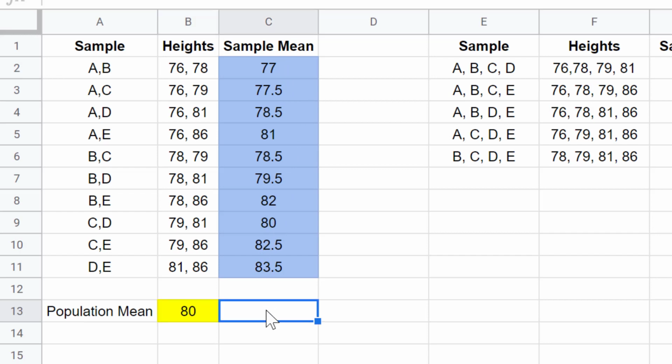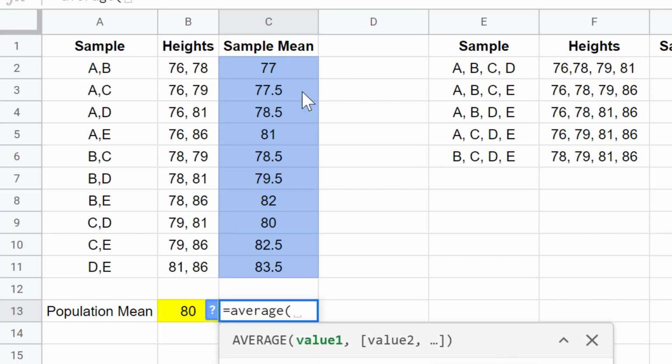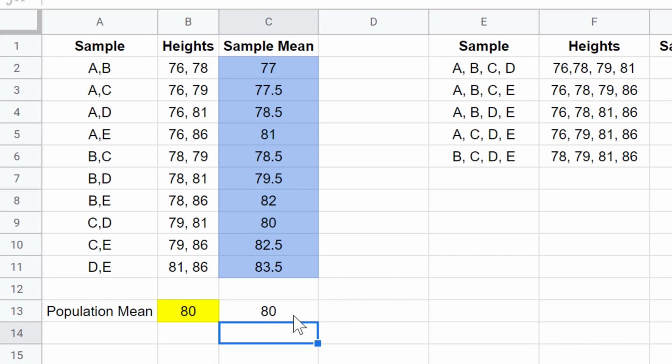So right here in blue is the sample mean for each one of these samples of size 2. If we want to calculate the mean of the sample mean, it's just simply, in Google Sheets, equal to the average of all of these values. And we do in fact get 80.